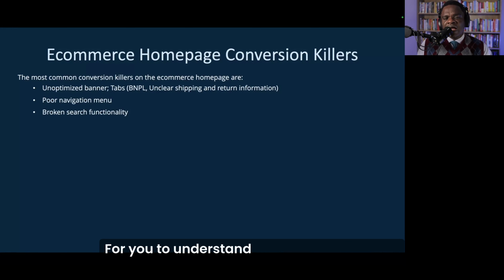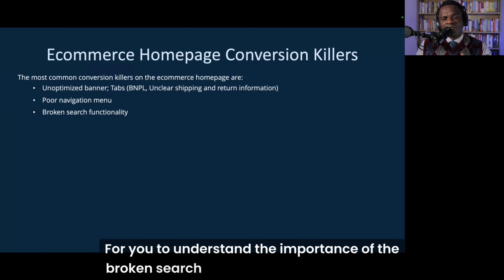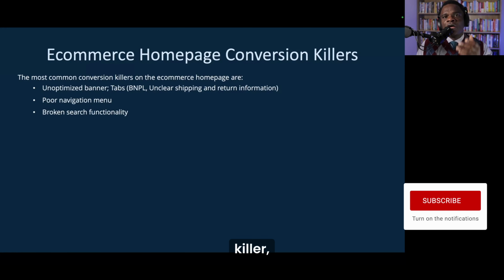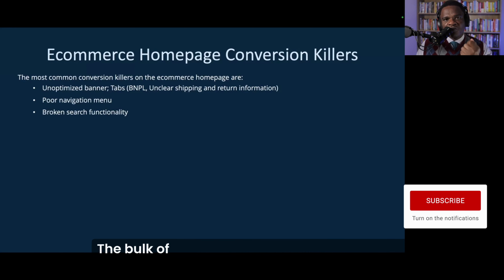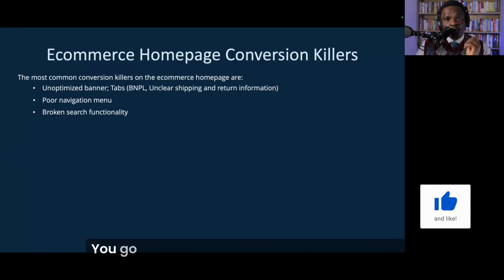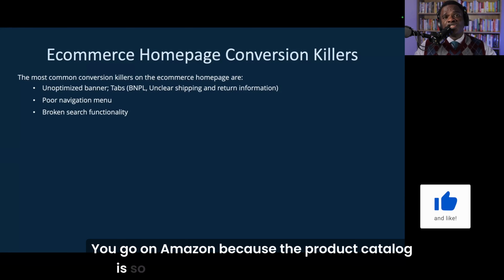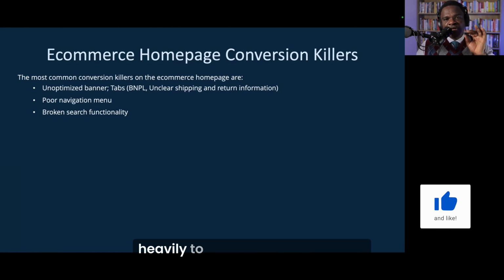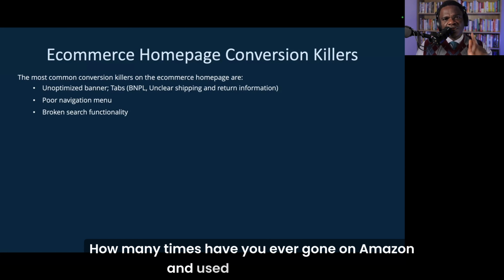For you to understand the importance of the broken search functionality as a conversion killer, look at Amazon. The bulk of people that land on Amazon do not use navigation. We all use the search feature. You go on Amazon because the product catalog is so huge that Amazon just relies on you heavily to use that search feature. How many times have you ever gone on Amazon and used the navigation?